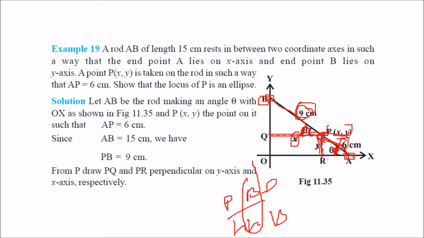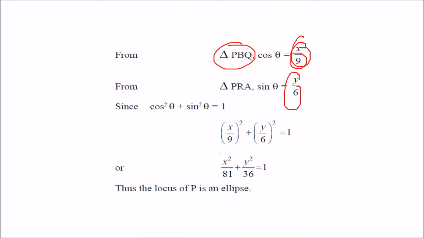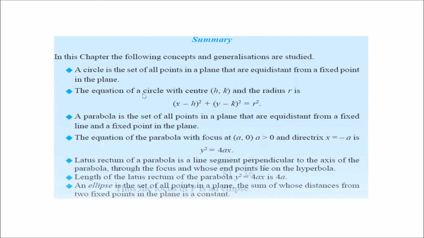Now in this triangle, because we don't have any base, we have the perpendicular and the hypotenuse, so you can use the sine version. So sine theta is y by 6, but you know that cos square theta plus sine square theta is 1, so just square them and add, and when you square and add, you see this is an ellipse, so the locus of point P is nothing but the ellipse.